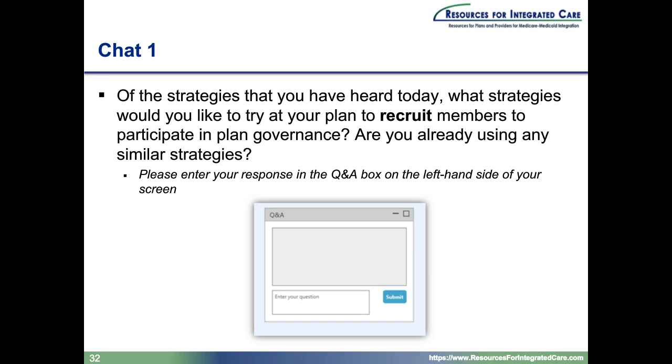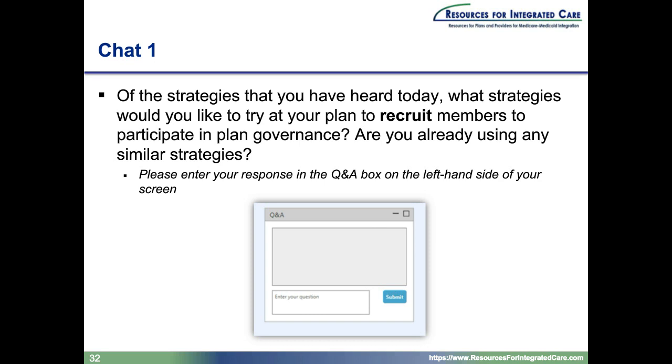Somebody said we'd be interested in using stipends to gain member recruitment. Yes, an incentive. It's not a full-on payment, but it is valuing their participation. Someone else talked about using transportation, food, and stipends. Okay, so some similarities there. Providing communication on how feedback has impacted or been used by the plan. That's excellent. That's the feedback loop that we talked about before. And again, a little promo for our upcoming webinar. That will be the topic.